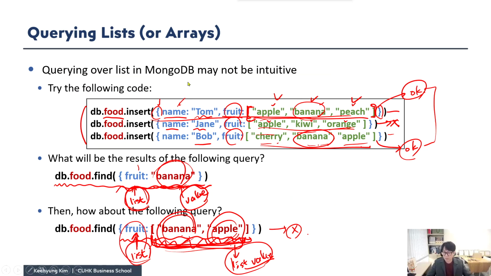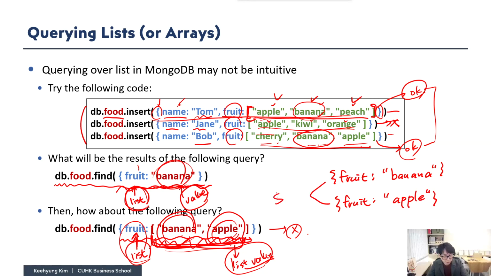Let me quickly do this. Basically, you can do this. Fruit, banana: this will try to find the person who has a banana, and you can design another query, fruit, apple. This will try to find the person who has an apple, and you can combine these together with the AND operator. So that's one way to resolve this issue.